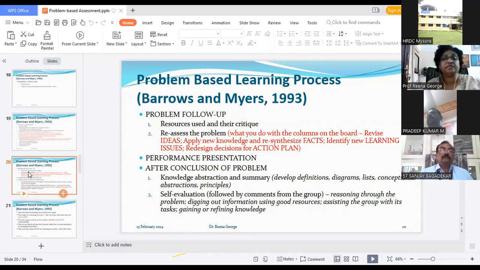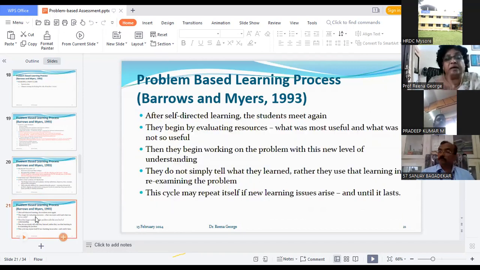And the last one is after conclusion of the problem, a knowledge abstraction summary must be there, which will end up with definitions, diagrams, lists, then abstractions and principles. Then we must have a self-evaluation followed by comments from groups. Your colleagues or your peers will be giving you good feedback. So reasoning through the problem, digging out information using good resources, assisting the group with tasks, gaining or refining knowledge. These are all done during the conclusion session of the problem.